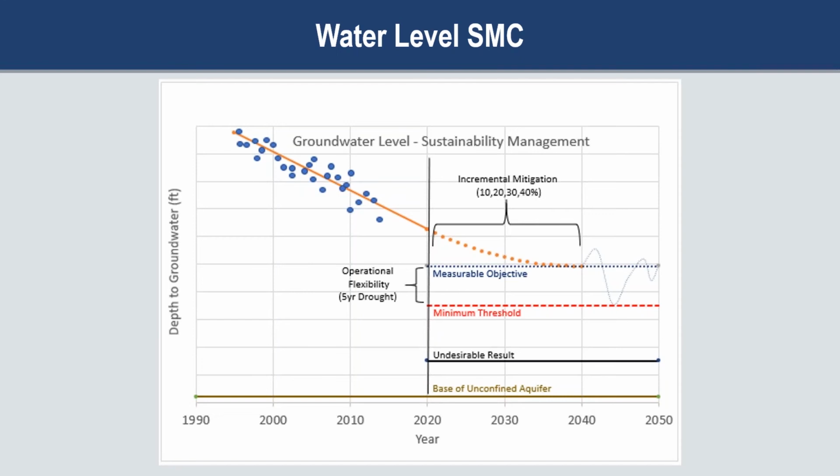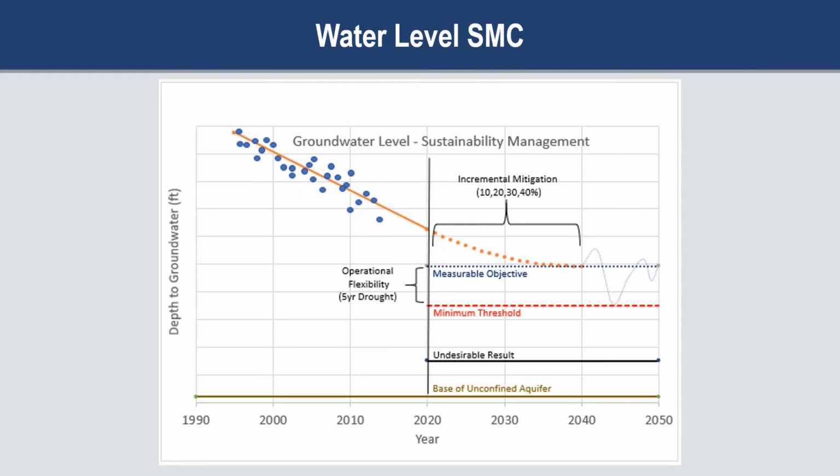So for those instances, we took the historical rate of decline and multiplied it by a factor of 3 to get a rate of decline that would be similar to the rate of decline during the drought. And then we took that rate of decline times 5 for a 5-year drought. Whichever provided the greater operational flexibility was used, and that's how we set our minimum threshold.